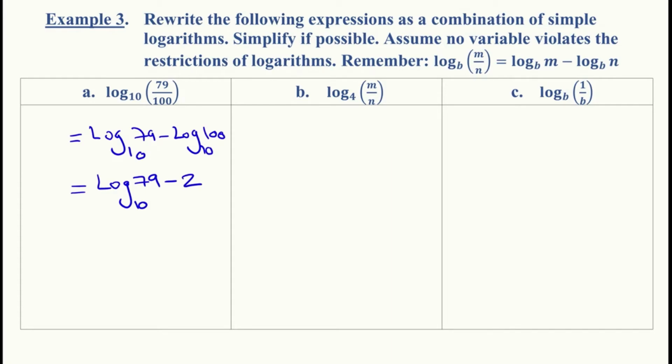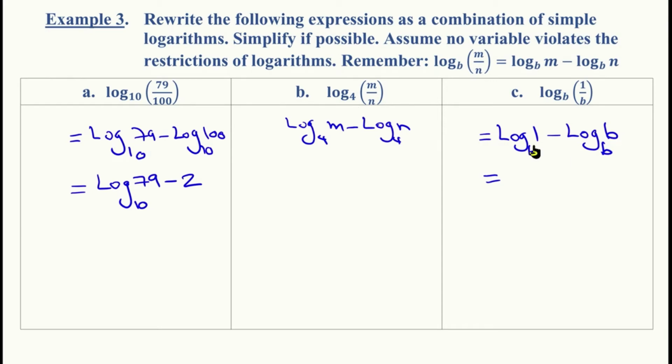Like so. The next one, we're just going to get log base 4 of m minus log base 4 of n, and there's nothing else we can do. For the next one, we're going to get log base b of 1 minus log base b of b. Both of those should look familiar to you.